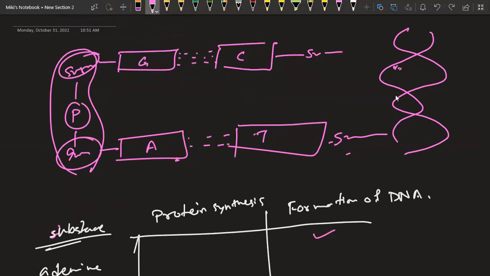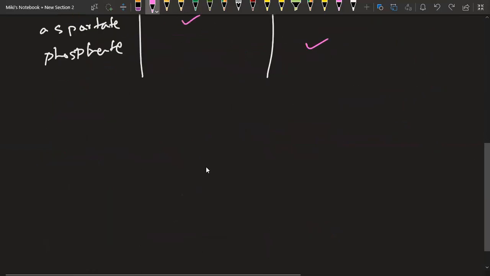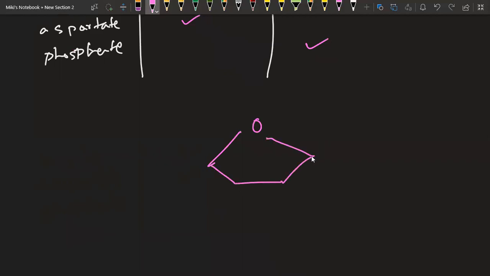Now, most probably in the last lecture, I described the initial structure of DNA, or the deoxyribose structure. So the deoxyribose structure I showed there, it was something looking like this, isn't it? Let's see again. It was something looking like this.